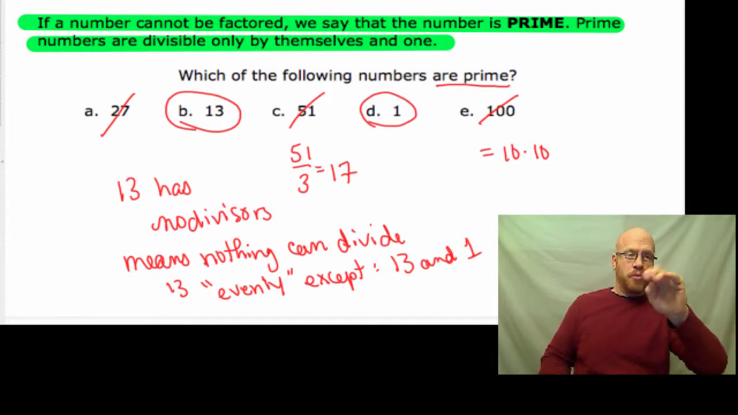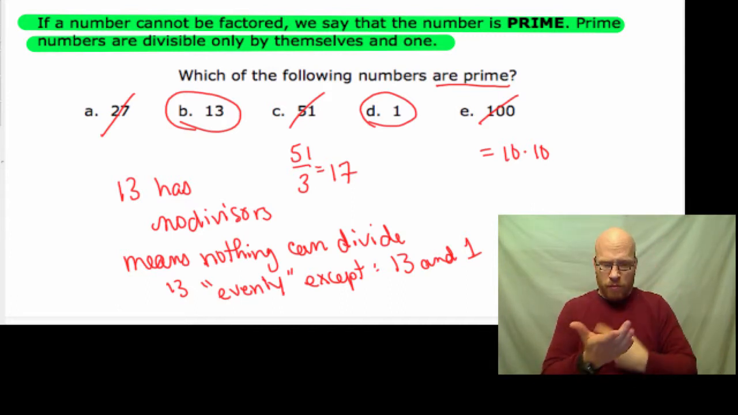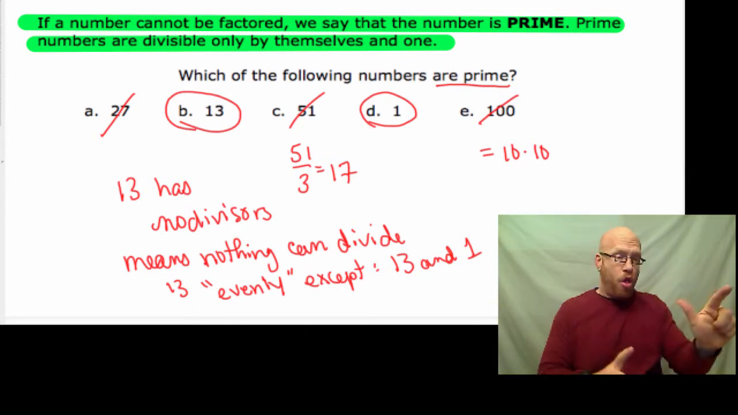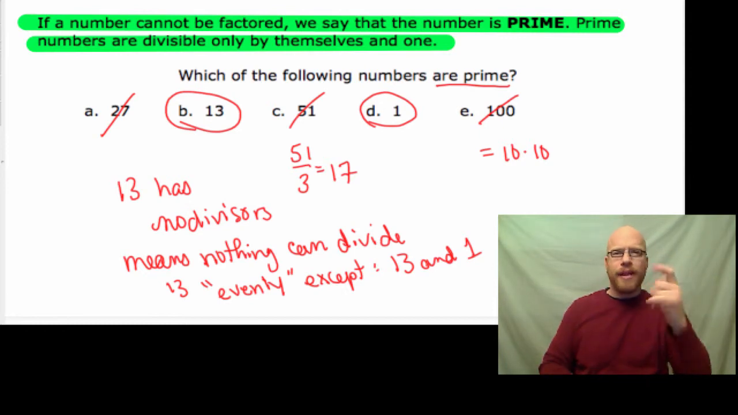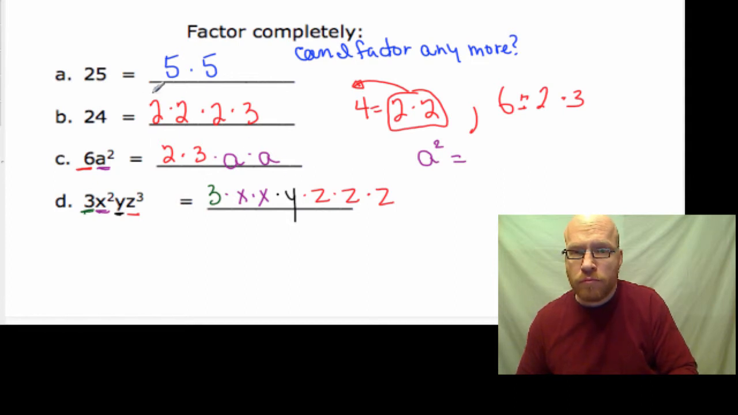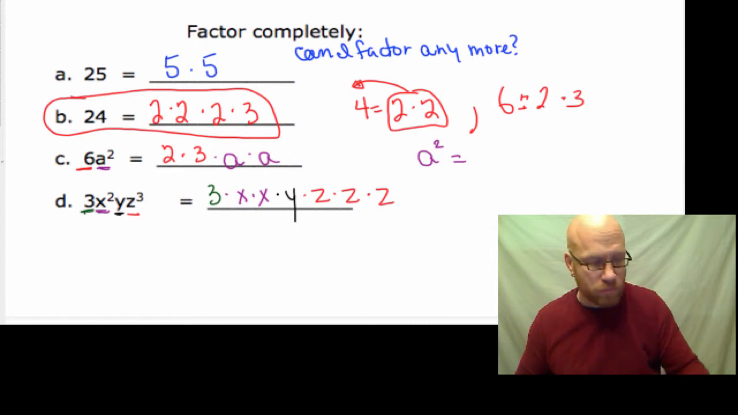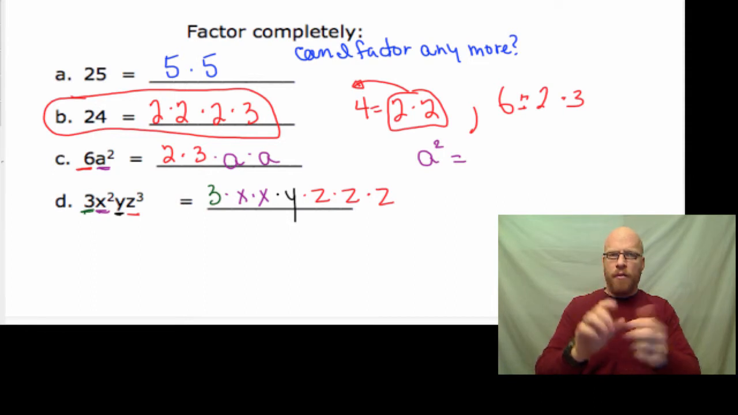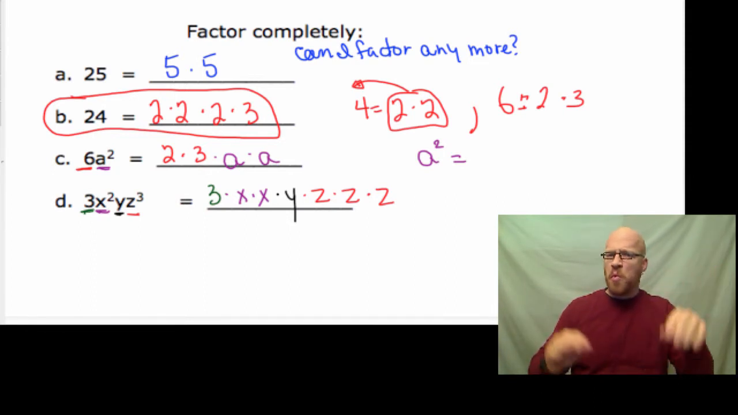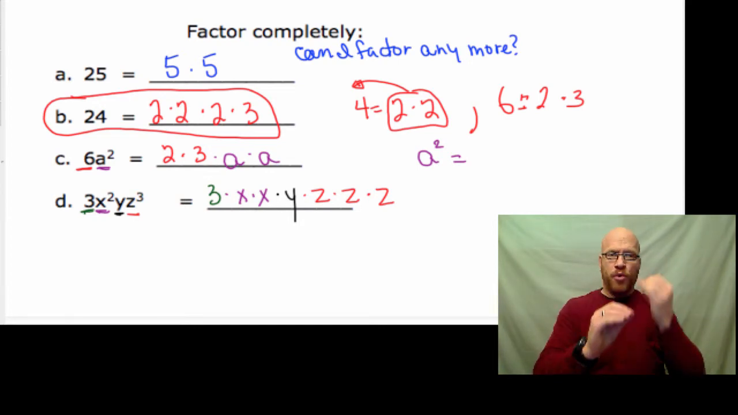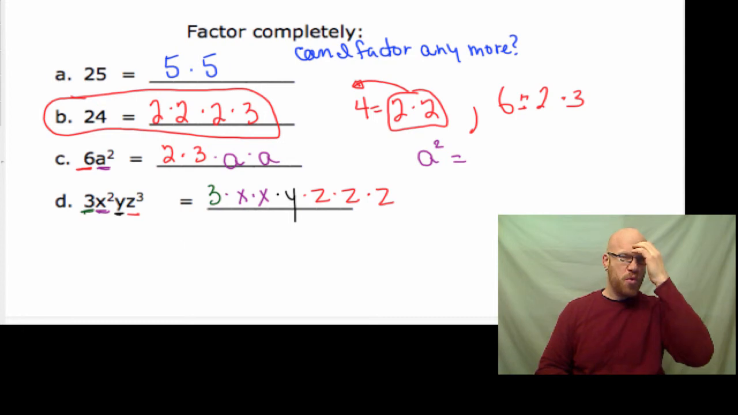Now, the reason we want to work on recognizing prime numbers is that we discuss factors, and to have something fully factored means all of the factors are prime. Look at our example B. 24. To be fully factored means all of our factors, 2, 2, 2, and 3, have no other factors. They are all prime numbers. If you have all prime numbers, you know you're fully factored.